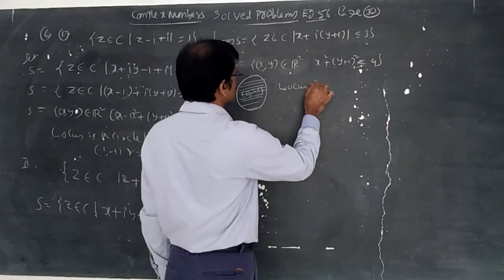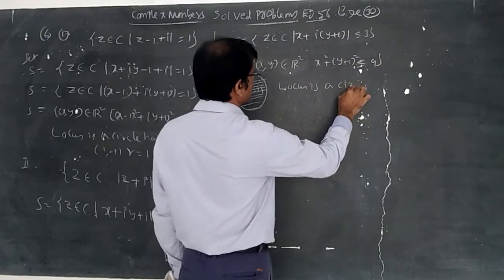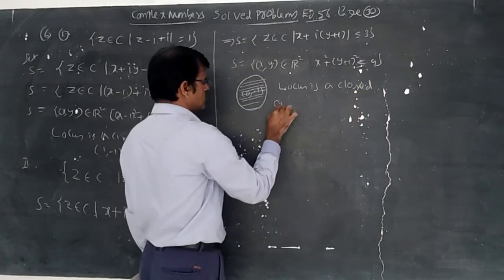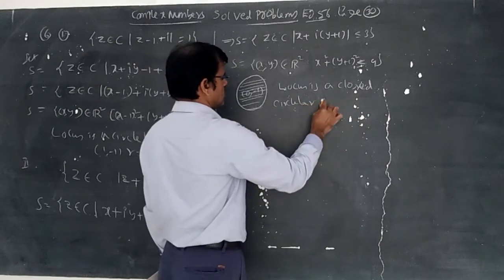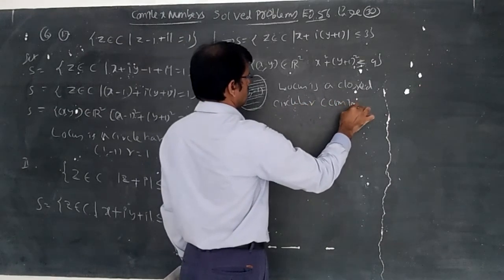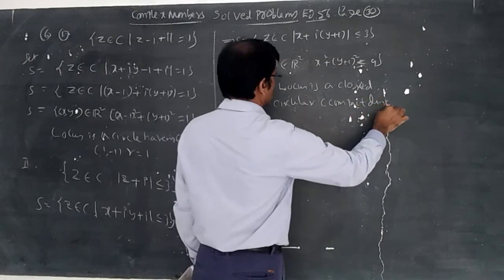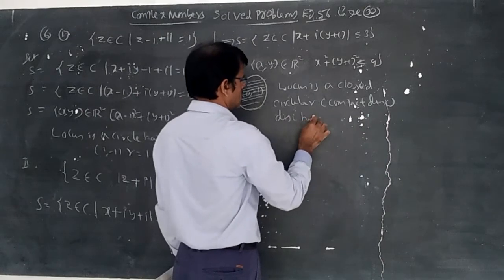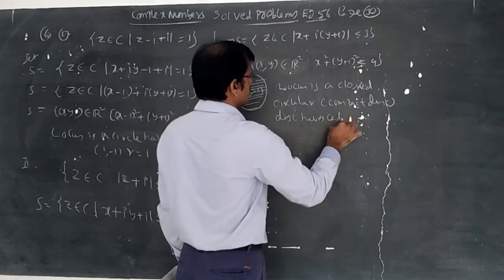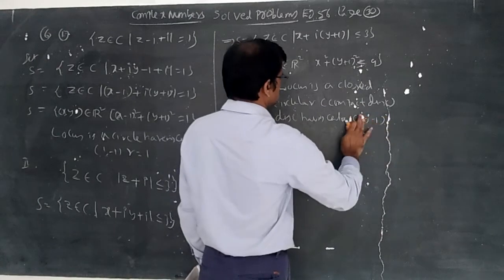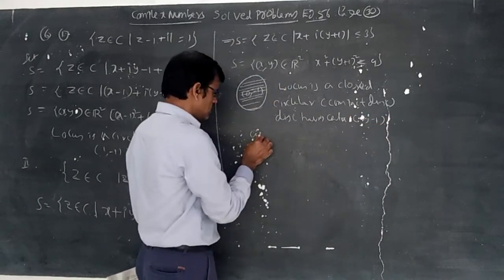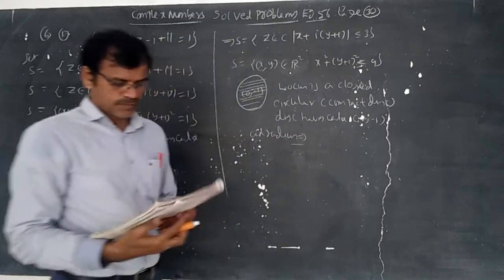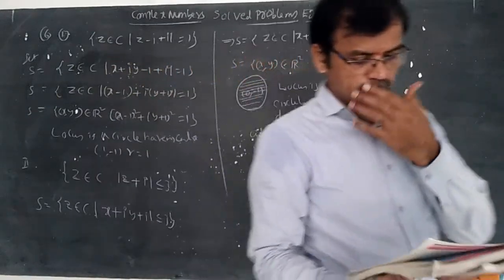Locus is a compact disc or closed circular disc, having center (0, -1) and radius 3. We have completed the examples.